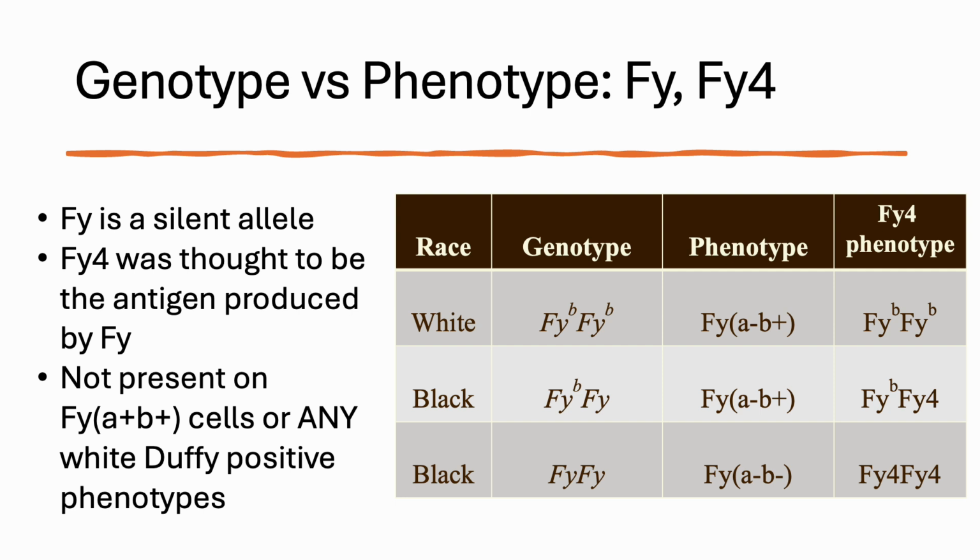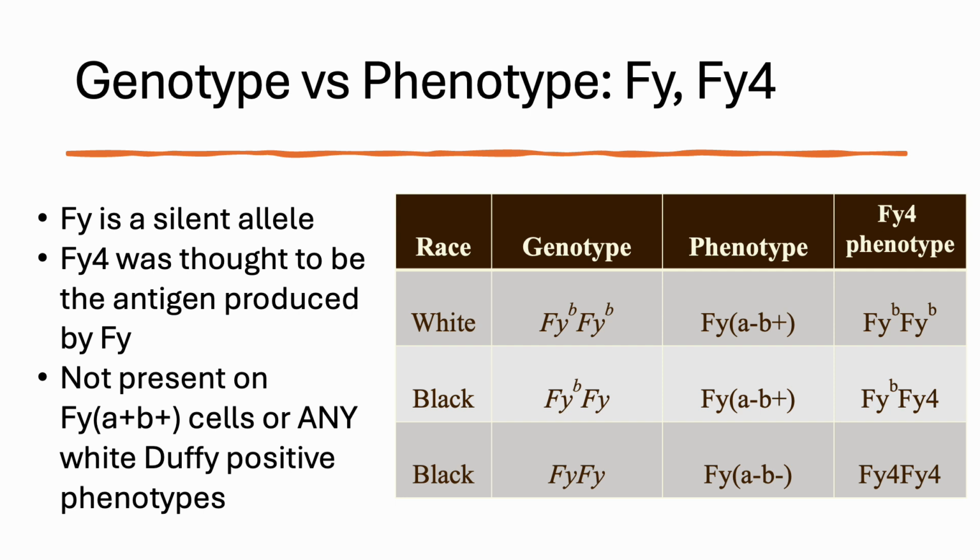Instead, FY4, if it was there, was mostly associated with individuals who were Duffy negative. So here's where knowing the race of the patient kind of helps. You notice the phenotype for the first two is both FYA negative, B positive, but the genotypes are different. The white population is most likely to be homozygous for FYB, so they have FYB, FYB, but the black population is most likely that they'll probably have FYB, FY.